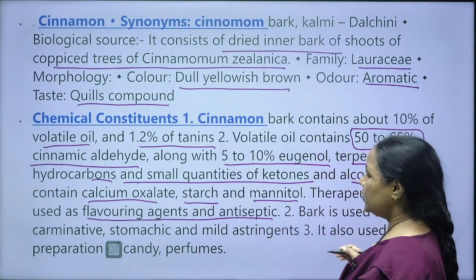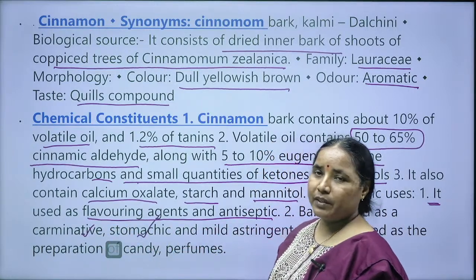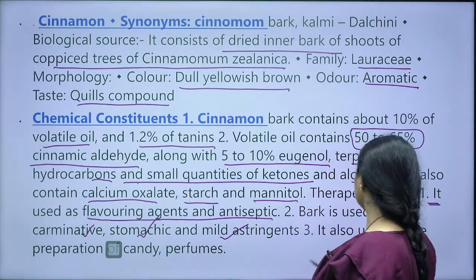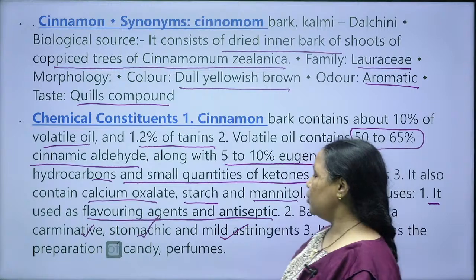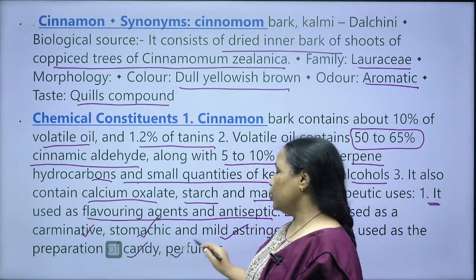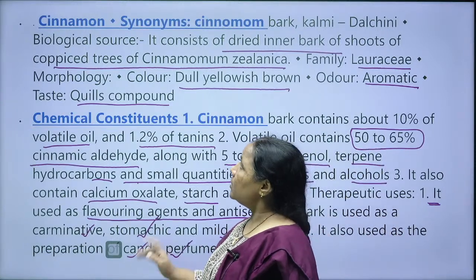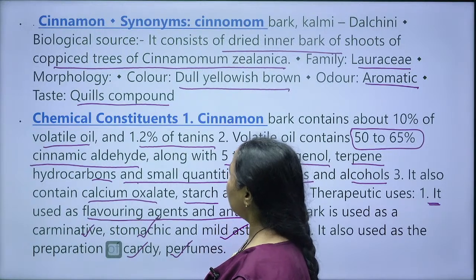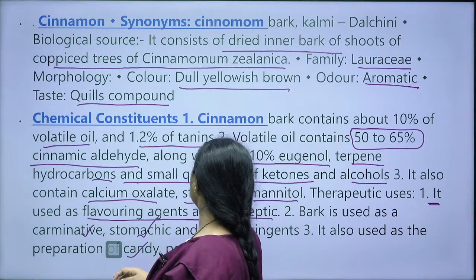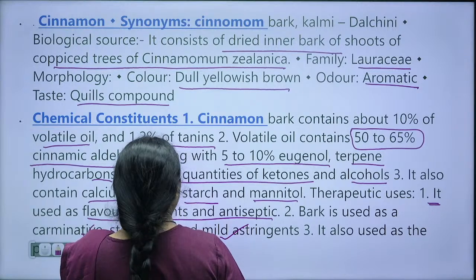The bark is used as a carminative, which releases gas, a stomachic, which prevents stomach pain, and a mild astringent, which precipitates proteins. It is also used in the preparation of candies for children, and it is also used in perfumes. These are the major uses of cinnamon, which contains the active ingredient cinnamic aldehyde.